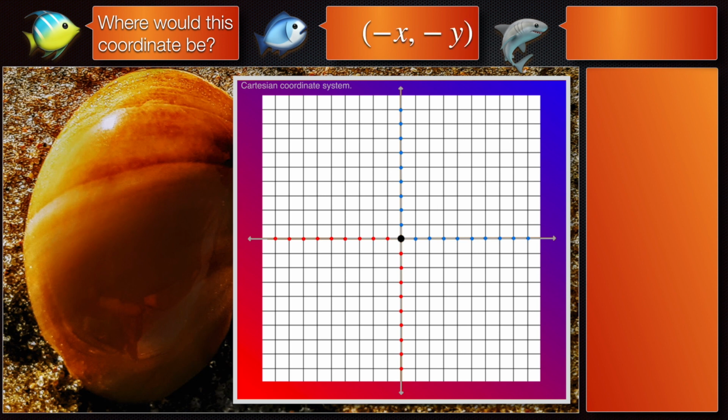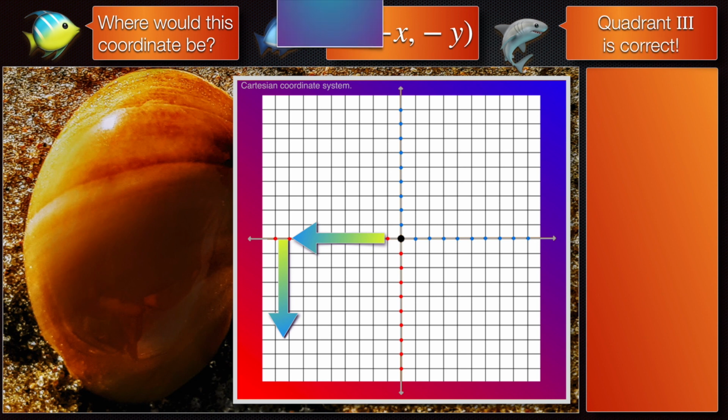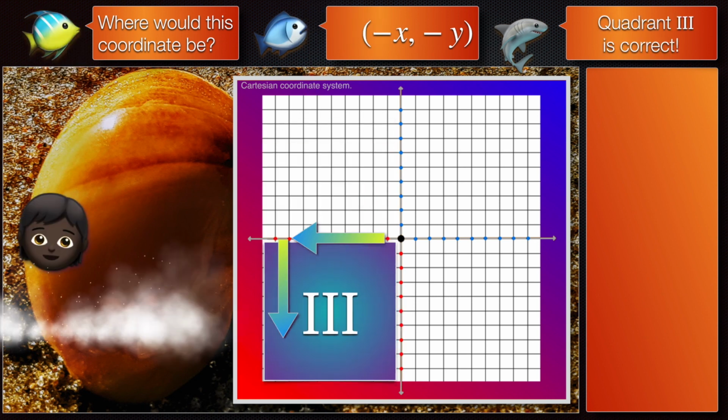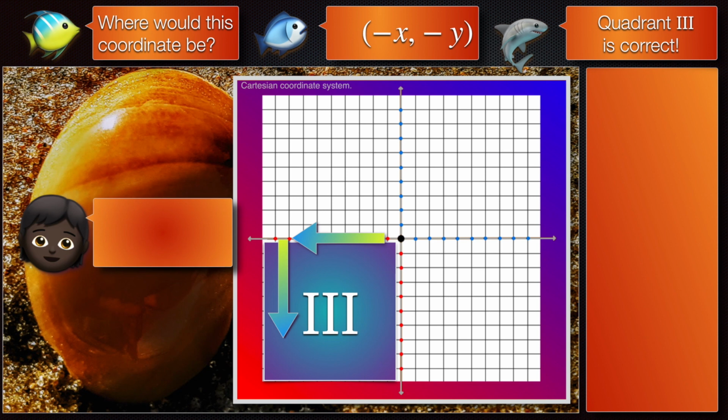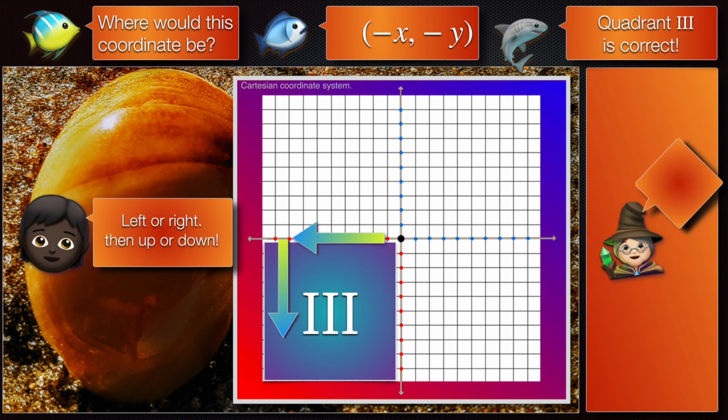So any value for x negative, that would be left of the origin. Any value for y negative would be down on the y-axis. So it would be left and down. And in this case, we would end up in quadrant 3. And that is right. Left or right, then up or down. Every time. X first, Y second.